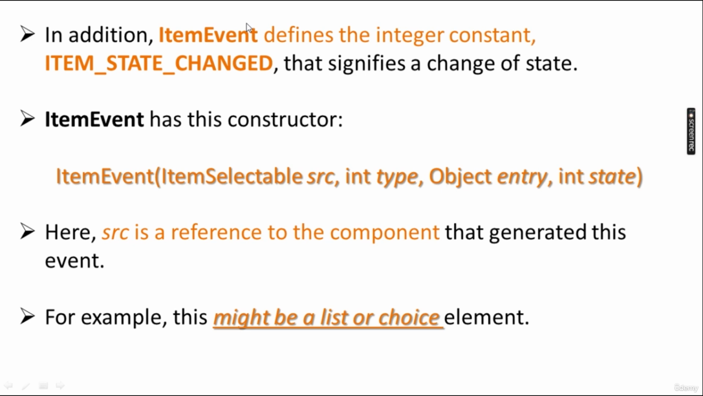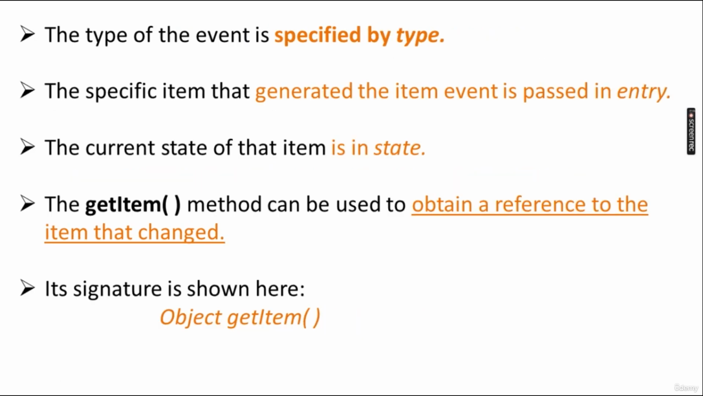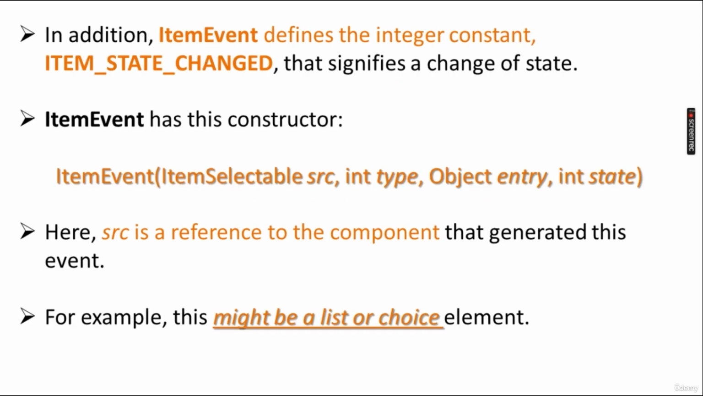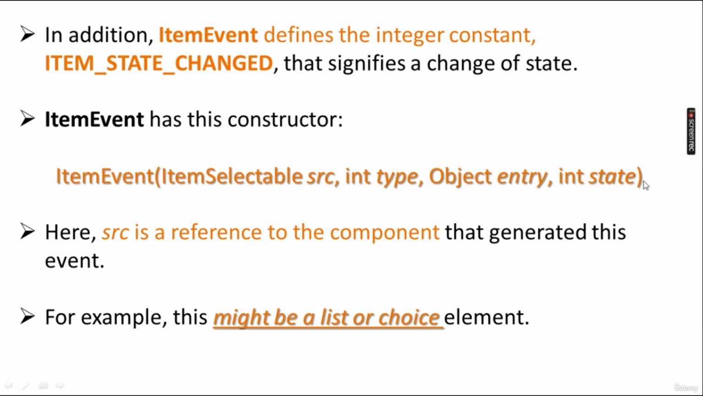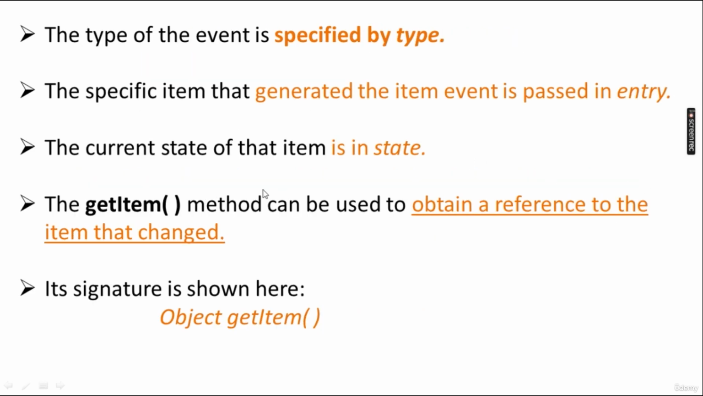Source is a reference to the component that generated this event. This might be a list or choice element. The type is given by type. The specific item that generated the item event is passed in entry, that is, which object caused the item event. The current state of that item is the integer state constant. Then the getItem method can be used to obtain a reference to the item that changed. So which radio button or checkbox or list item has been clicked, how to identify it? Use the getItem method; Object getItem will return you the object.